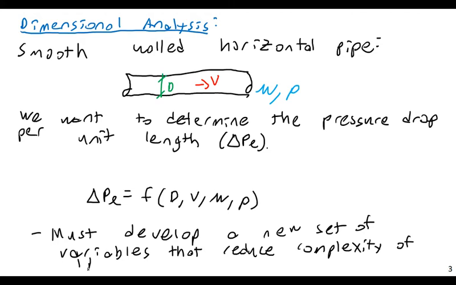So we need a new set of variables that will reduce the complexity of the system, or of our experimental regime.